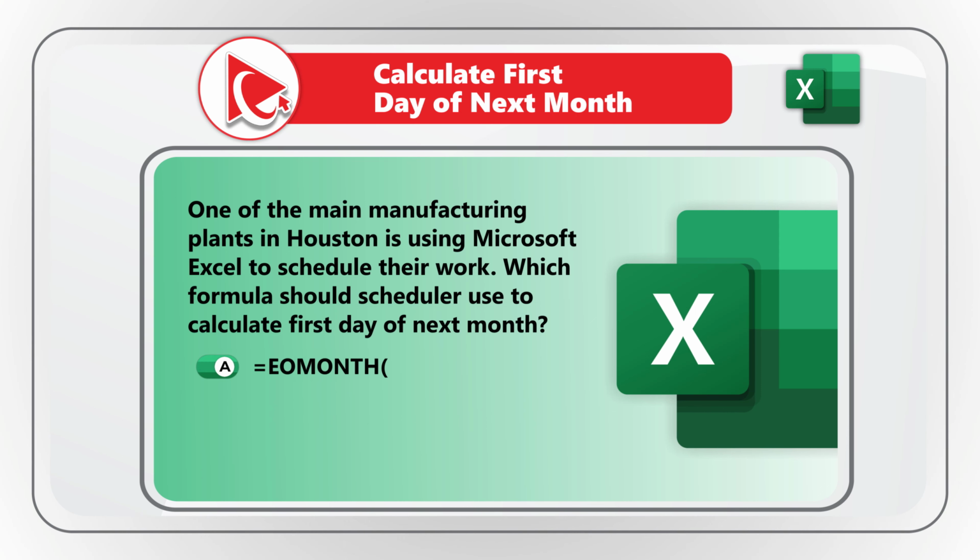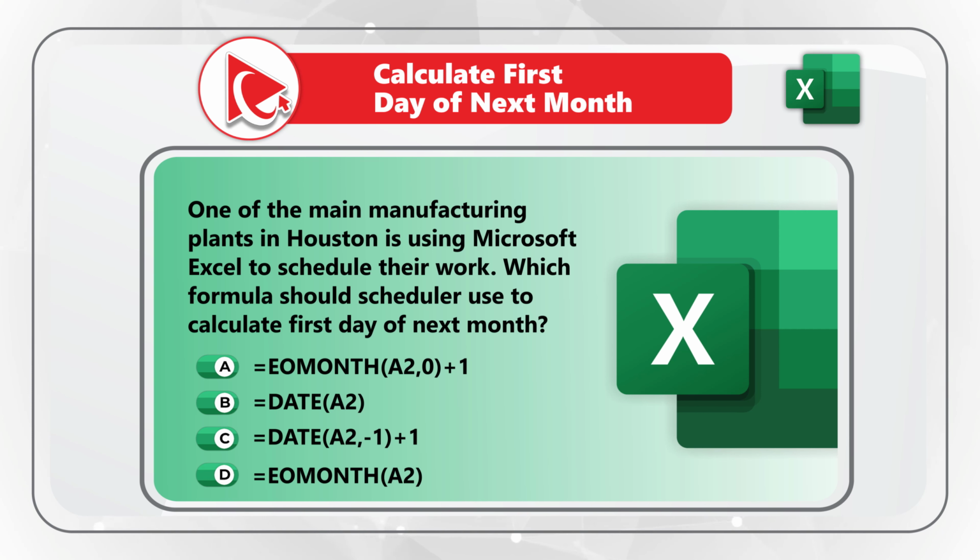Choice A, EOMONTH with the parameters A2, 0, plus 1. Choice B, using the DATE formula. Choice C, using the DATE formula but with different arguments. And then last but not least, choice D, MONTH with the argument A2. Do you know the answer?